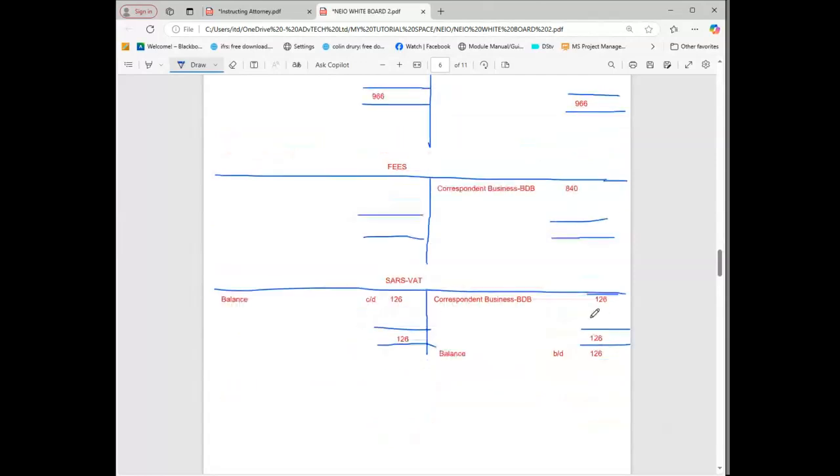Sometimes they can ask you a question and say, tell us whether we owe SARS or not. So on this side, remember, this side is usually called input side. It means it's the VAT that you can go and claim from SARS, and this side is called output, meaning output is the VAT that you owe SARS. So if the difference is here, it means we owe SARS output. If the difference is here, it means SARS owes us, and we call it input.